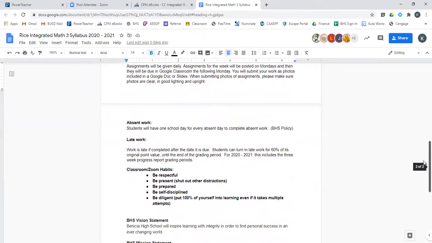Late work, anything that is late, is worth 60% of its original point value until the end of the grading period. So if it's normally 10 points and you turn it in late, you're only going to get 6 points on that assignment. And you only have until the end of the grading period. That includes the 3-week progress report grades. So you can't turn everything in December.